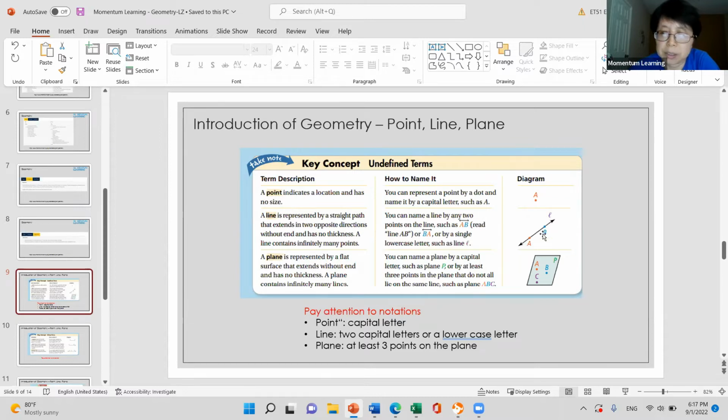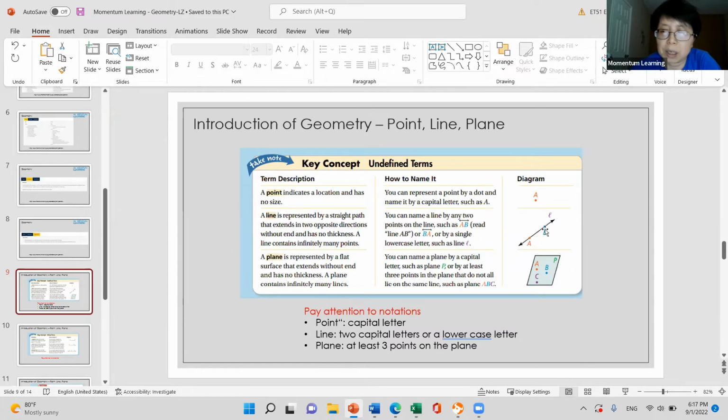There's no thickness, right? So for the notation, we normally use 2 points. We use the 2 points on the line to name a line, just like that, and we use the 2 direction arrow on top to represent it's a line. For geometry, this notation is very important. I'm going to emphasize it a lot in the class.